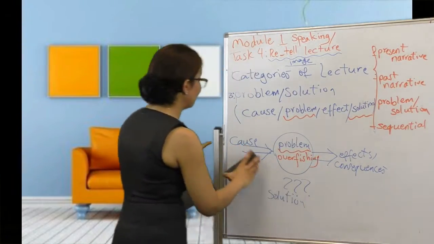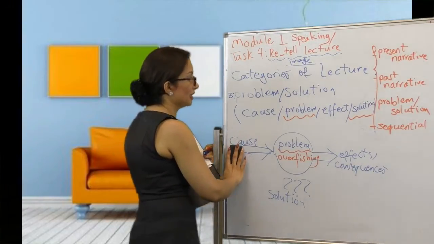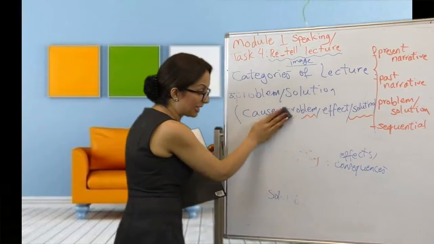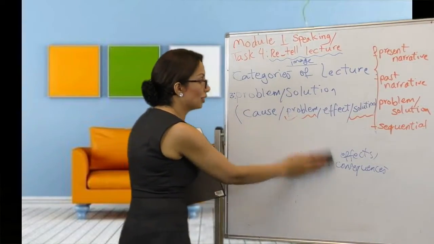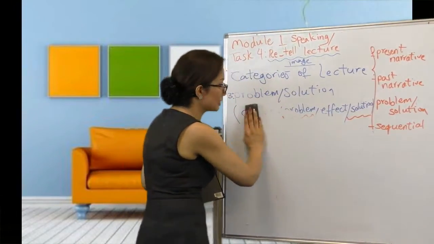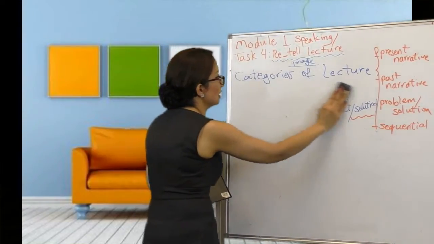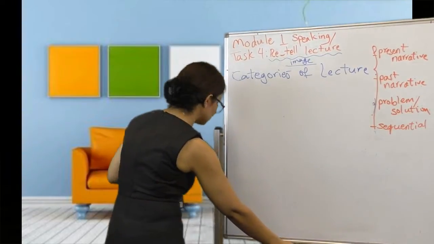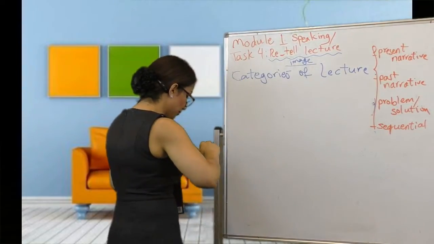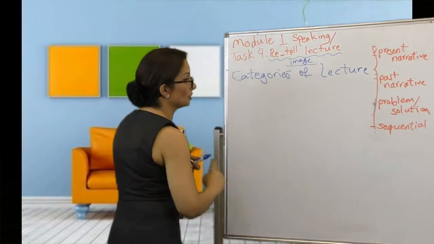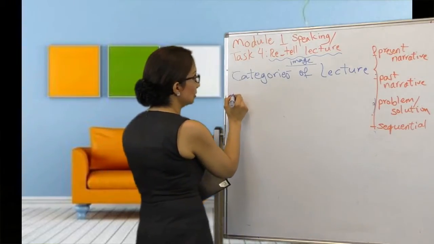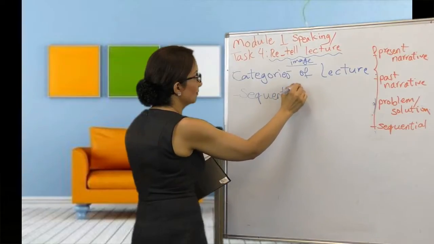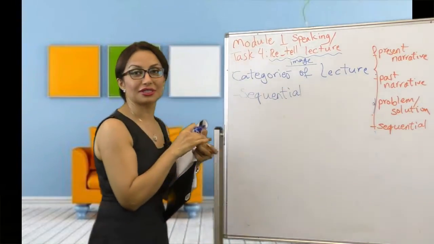So far we have had a look at 3 areas of lecture. The first one was present narrative, the second one was past narrative, and the third one was a problem and solution narrative. Now we are going to take a look at number 4, which is the last one as well. Number 4, which is a popular type of lecture, is sequential category. What is sequential category?